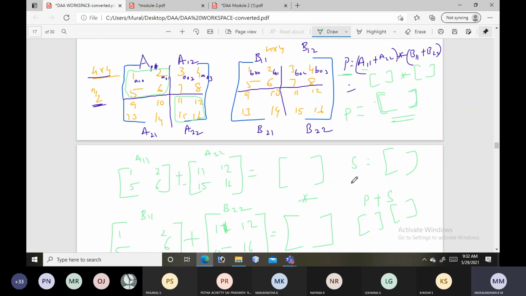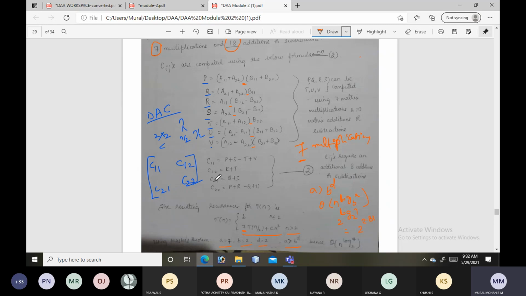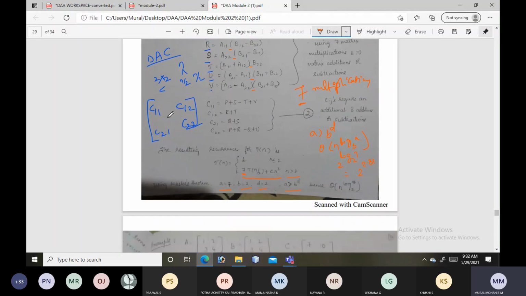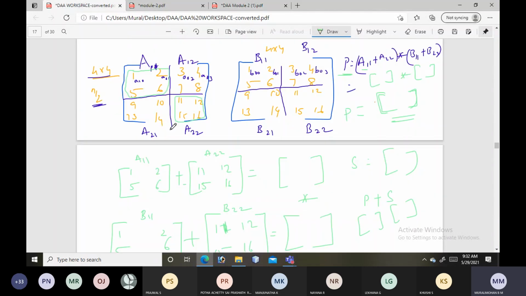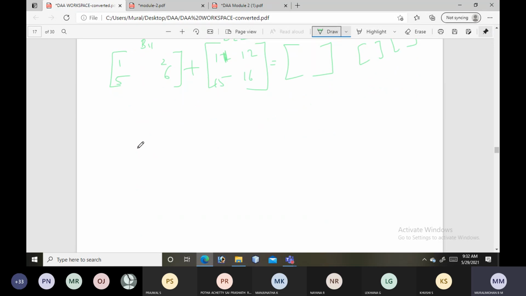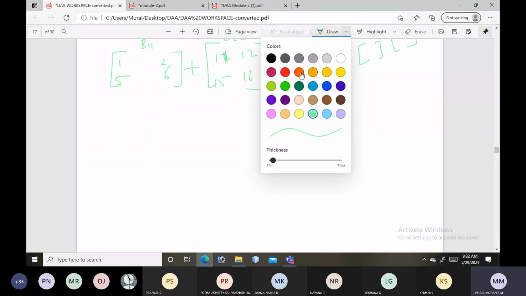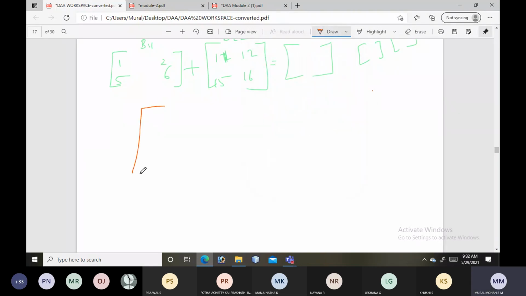Understanding? Okay. So here you substitute this P, S minus T plus V. Finally you are getting C11. So that is same as like this. You are getting the resultant matrix also like this. Yes or no? The resultant matrix also will be 4 cross 4. In that again, we are taking this as C11 and this as C12 and this as C21 and this is C22.